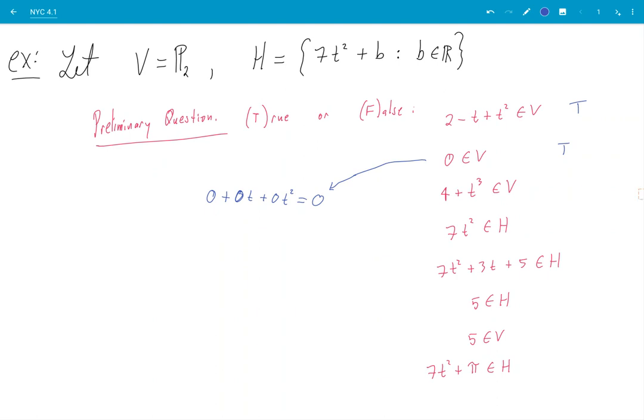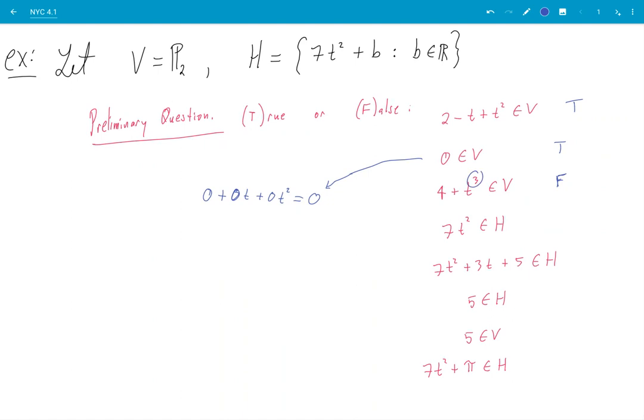Okay, how about 4 plus t cubed? No, that is not, because the degree is too high. The degree here is 3, but my cap is at 2. Okay, 7t squared, is that in H? Is it one of these guys? That's what I'm asking. To be in H, you got to be one of these guys for some choice of the value B. Well, yeah, here I've just chosen B to be 0, so that works. B is 0.